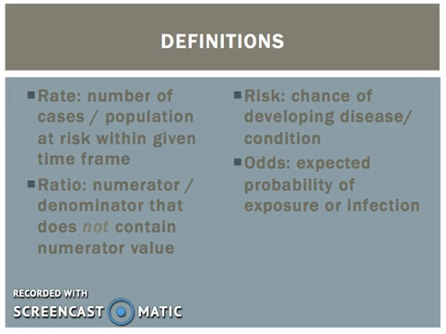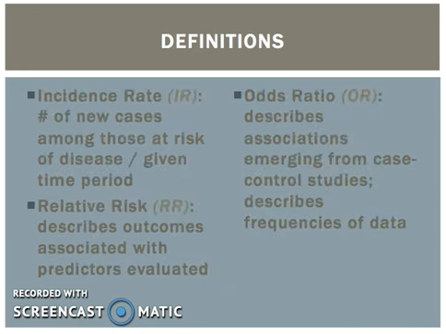Here we have rate, which is defined as the number of cases over the population at risk within a given time frame. Next we have ratio, which is the numerator over denominator that does not contain the numerator value. Risk is defined as the chance of developing a disease over the condition, and odds are expected probability of exposure or infection. We can use ratio and odds interchangeably.